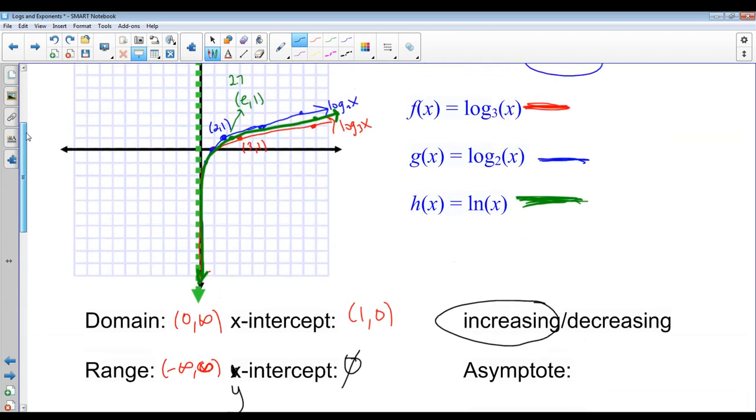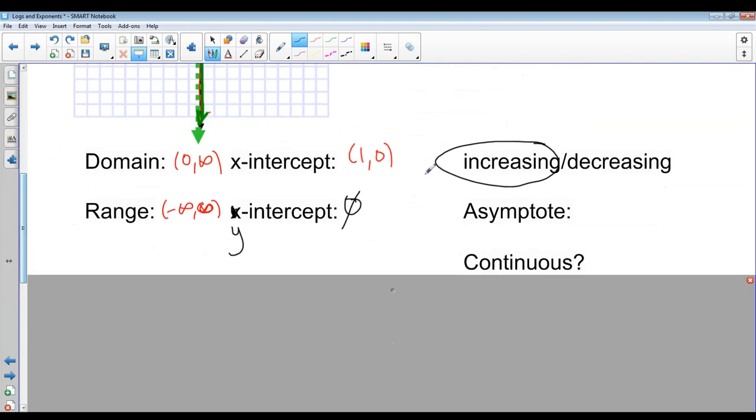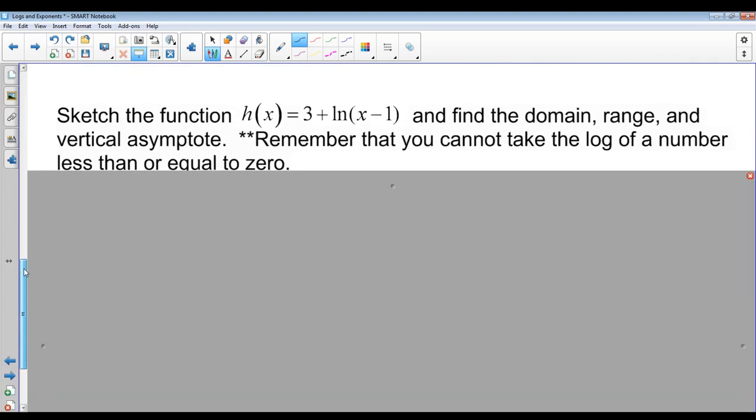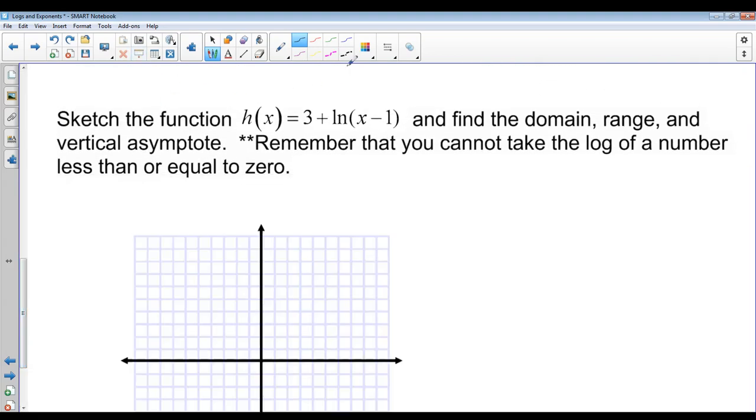It's always going up forever and ever and ever. There is an asymptote, a vertical asymptote at x equals 0. And yes, it's continuous because we can draw the whole thing without picking up our pencil. All right. Let's see how we do with our transformations.